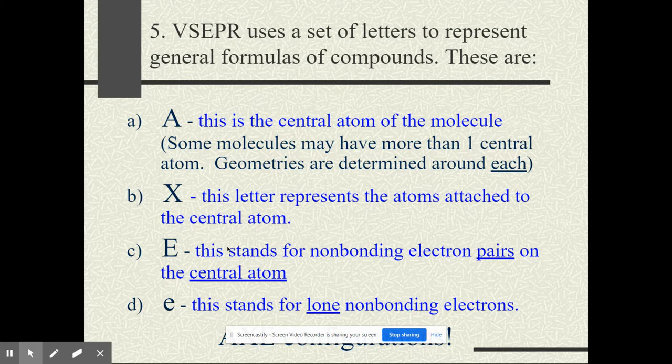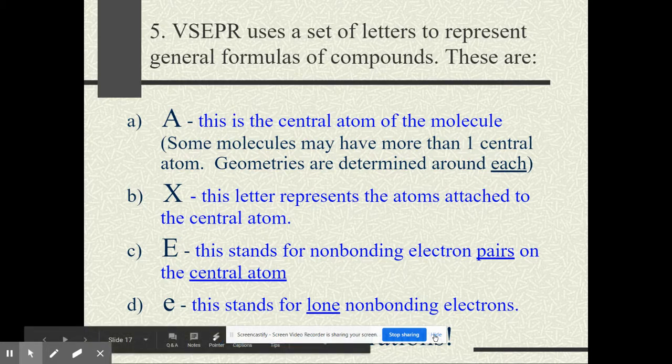E is non-bonding electron pairs. So if you have a structure such as NH3, you have N attached to three hydrogens, and then you have a lone pair of electrons on the N. So that would be AX3E. And then little e stands for lone bonding electrons. And it's rare, but it could show up on the AP exam.